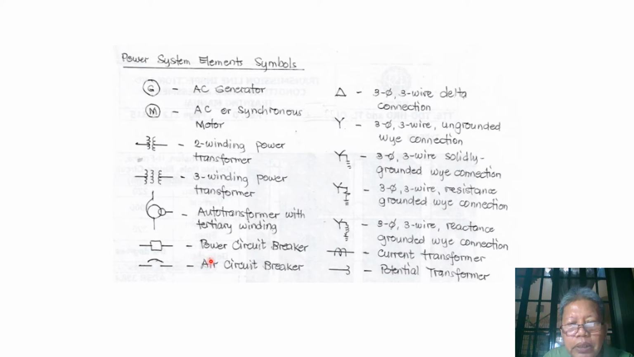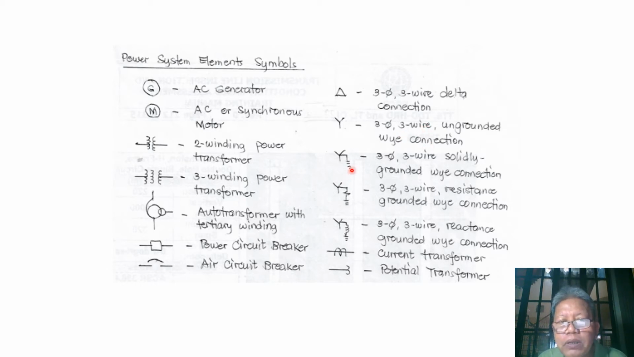And then the power circuit breaker, as part of our network, will be represented by a square box. And for our air circuit breakers, we have this symbol. And for the type of connections, we use the symbol delta for a delta connection, and we use Y for the Y connection of our transformers.